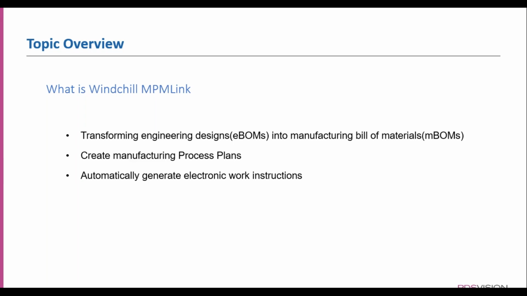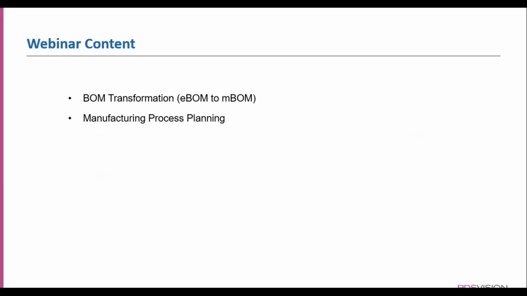Then the next topic is automatically generating electronic work instructions. When we generate a process plan, we can also have an electronic work instruction, which will be an HTML page generated from a process plan, in electronic mode, and gives us an overview of the set of operations present in it, along with the parts and all the resources. Let's move ahead now.